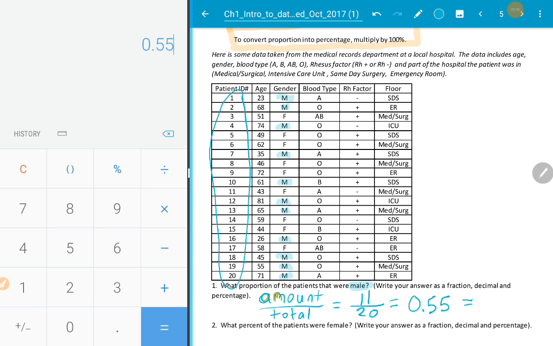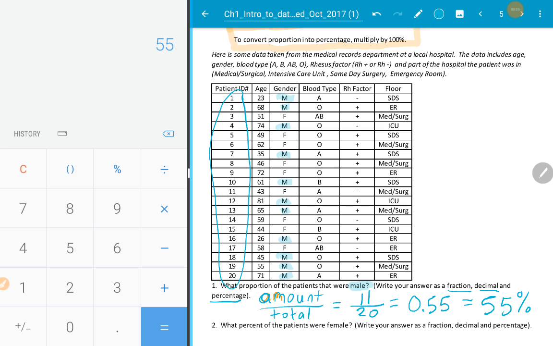And I also need to express it as a percent. Remember, fraction, decimal, and percentage. So you can move the decimal over right 2 spots, or if you don't remember which way to go, it's always safe to just multiply by 100. So decimal to a percentage, we multiply by 100. And I get 55%. And that's it for number 1.